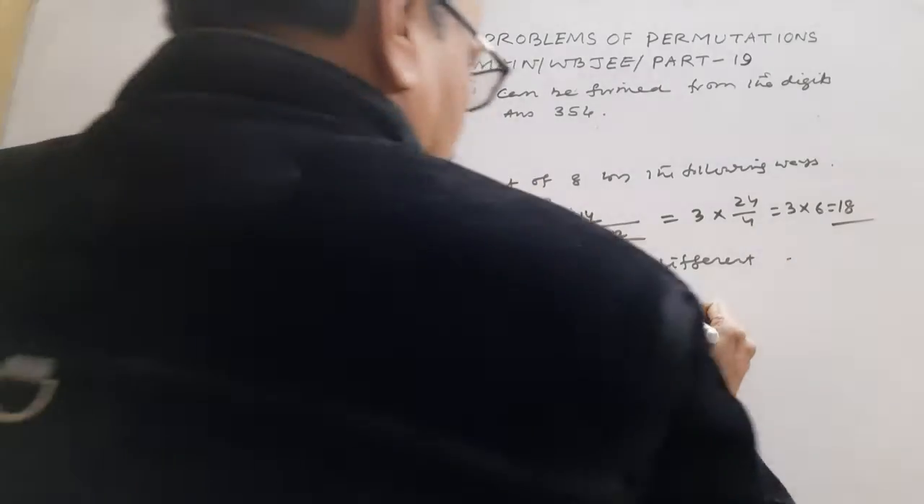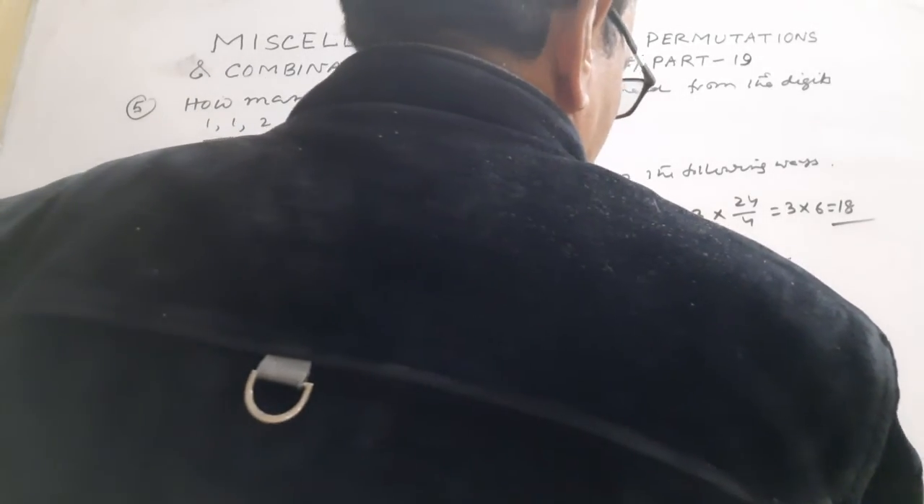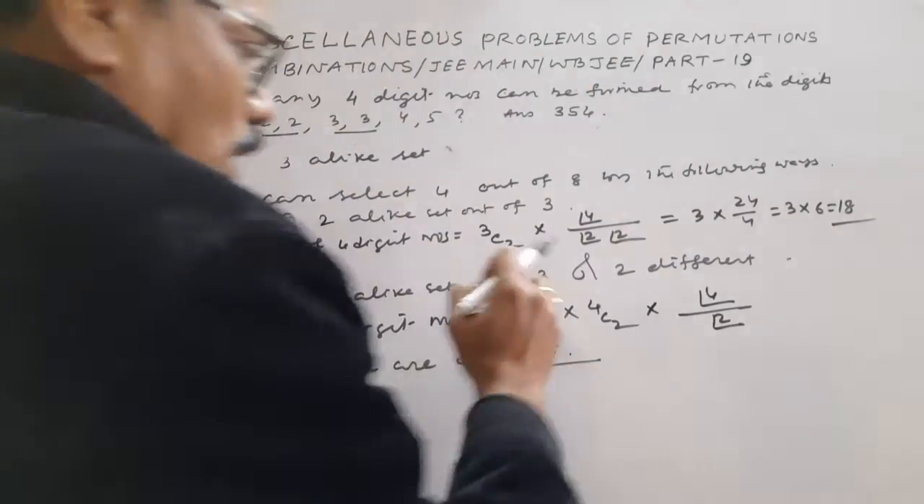And what is the arrangement? Factorial 4 by factorial 2, because 2 alike set. So 3 into 6. 4C2 is 6 and this is 12. So 18 into 12, this is 36 into 6, 216.